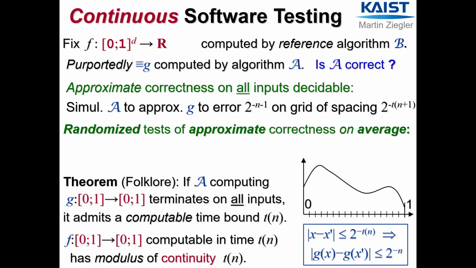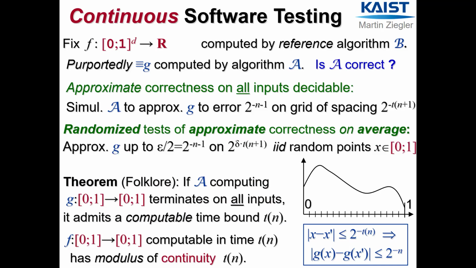So doing that on this grid, that's a deterministic algorithm. But our goal is to have a randomized test for correctness on average, and this randomized test simply replaces the grid of 2 to the t of n plus 1 points with a grid with 2 to the delta t of n plus 1 points. And then from that, it follows that if the algorithm is correct on this smaller grid, then it is correct on a subset, at least on a subset of measure delta of the domain. So that's our randomized test for approximate correctness on average, something that, as you recall, cannot even be defined or does not make sense in the discrete setting, but here in the continuous setting, it works out.